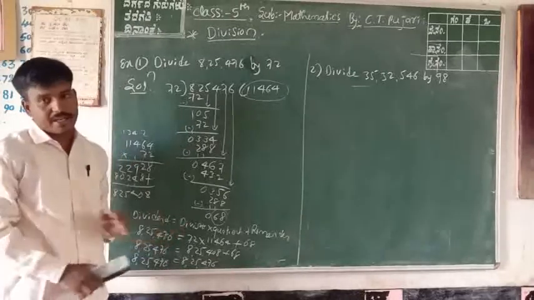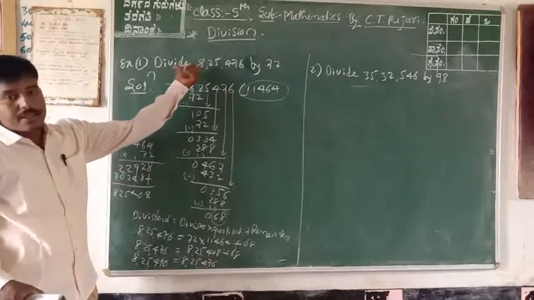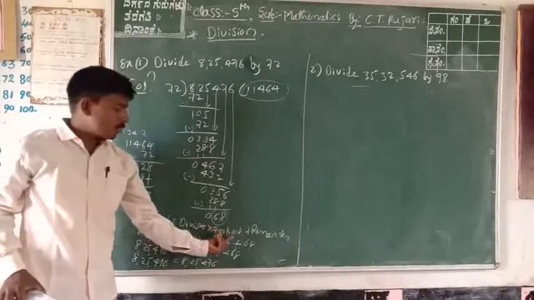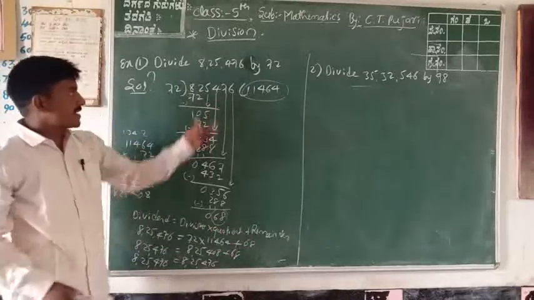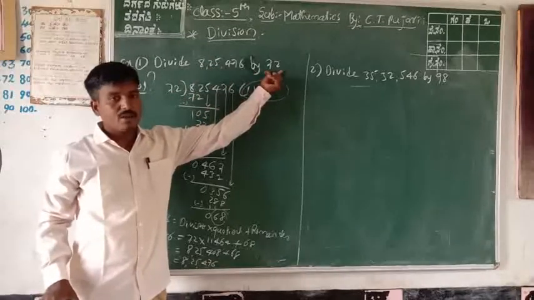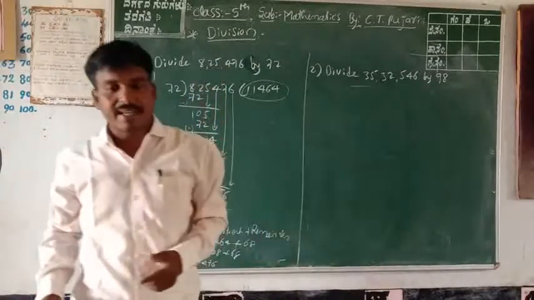This is division. Division is based on dividend is equal to divisor into quotient plus remainder. This is the dividend. This is the divisor. Got it? Again the same, like the second example. Try yourself. Second one.